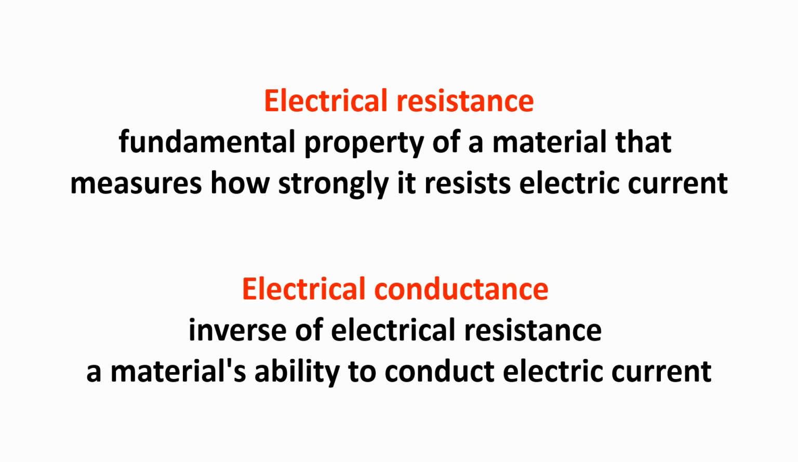First, I'd like to define 2 concepts. Electrical resistance is a property of materials that measures how strongly the atom, in this case, resists electrical current. In other words, how unfriendly or how stingy it is with sharing its electrons. The inverse of electrical resistance is conductance. It is an atom's ability to conduct electrical current.